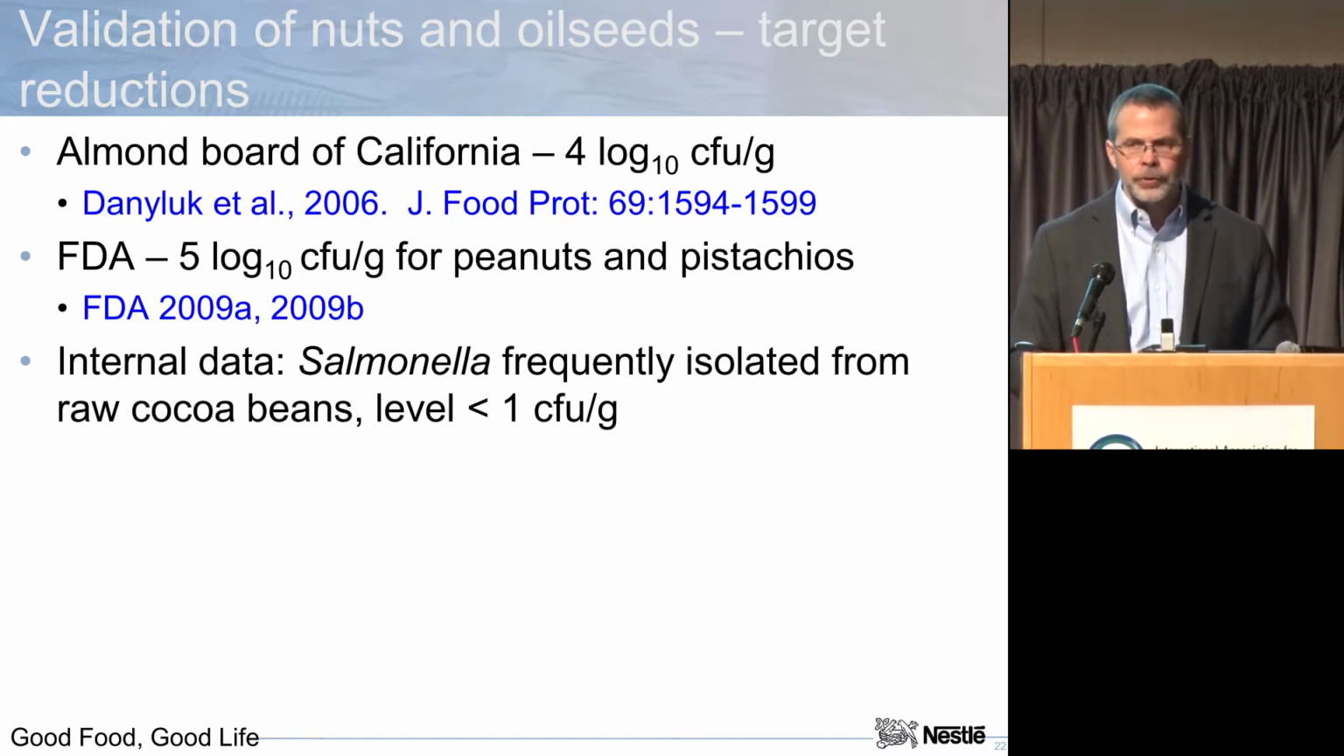So when we went about trying to validate our dry roasting process in one of our facilities, we were looking at some of the existing targets to try to determine what kind of reductions we should achieve. And we found the Almond Board of California work, talking about a 4-log reduction. We saw that FDA had indicated a 5-log reduction for peanuts and pistachios. And we had internal data that showed that Salmonella was frequently isolated from raw cocoa beans, but at a level less than 1 CFU per gram. So we used this in order to determine our targets, and our target was a 4 to 5 log reduction in our process.